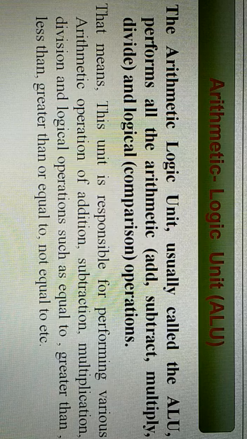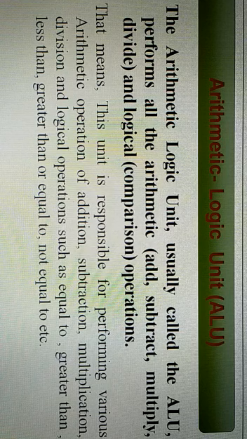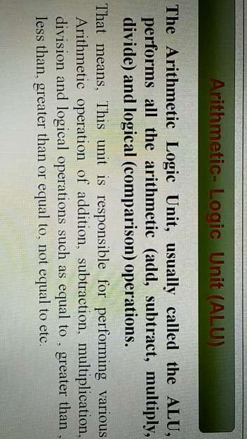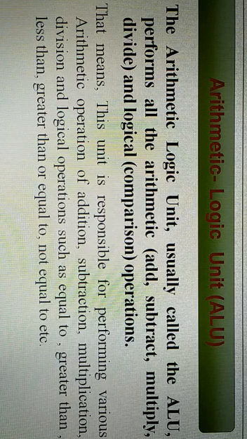So basically memory holds data, instructions and information, and it also holds data in a temporary manner. The CPU is divided into three parts. One is the control unit, another one is the arithmetic and logic unit, and the memory unit. The control unit along with the arithmetic and logic unit, that is ALU, is basically known as the processor, and along with the memory unit it is known as the CPU.